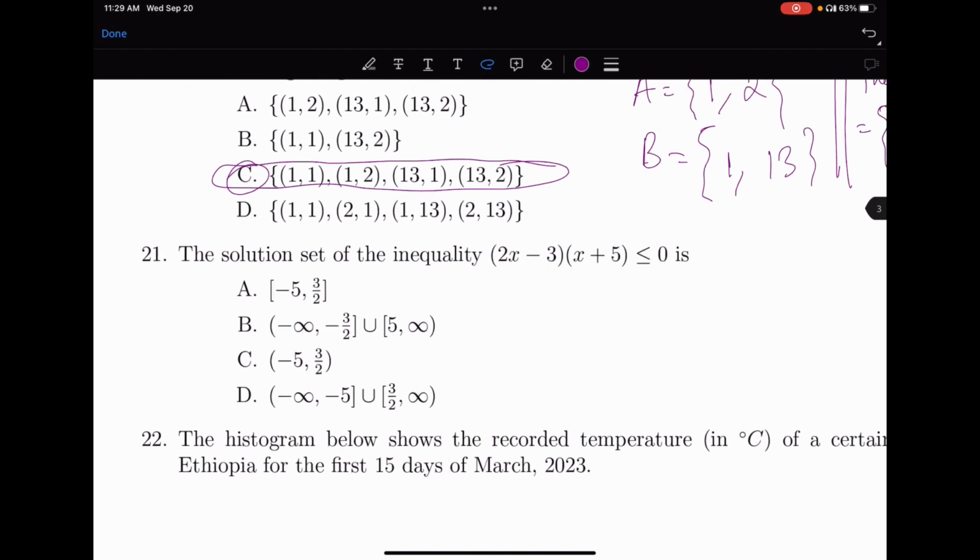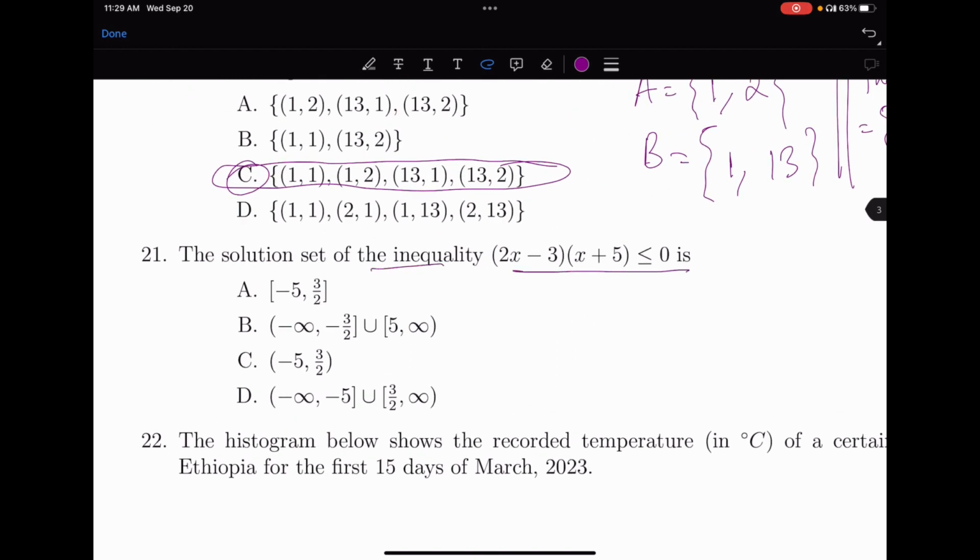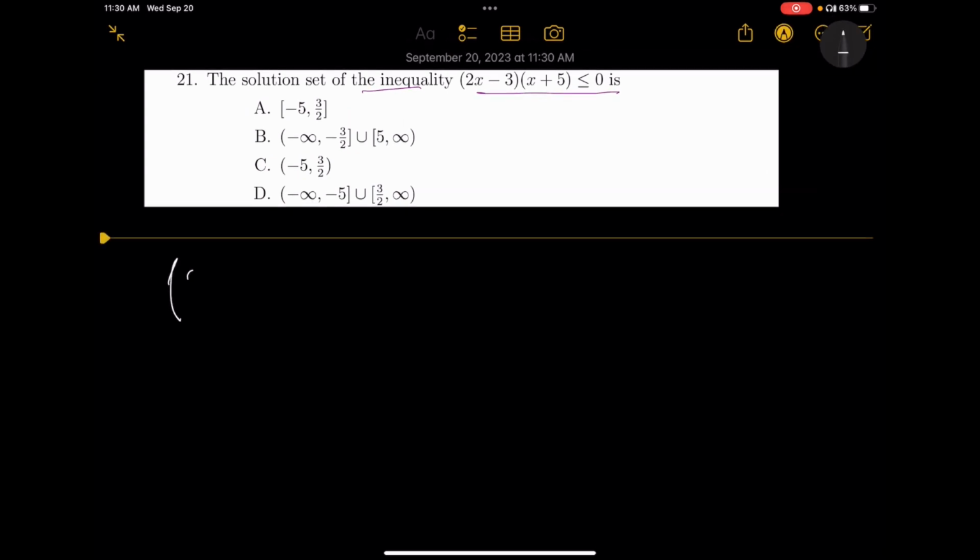Question 22, the solution set of this inequality. What is the solution set? What is the solution set of this inequality? Okay, so 2x minus 3 and x plus 5 multiplied need to be less than or equal to 0.